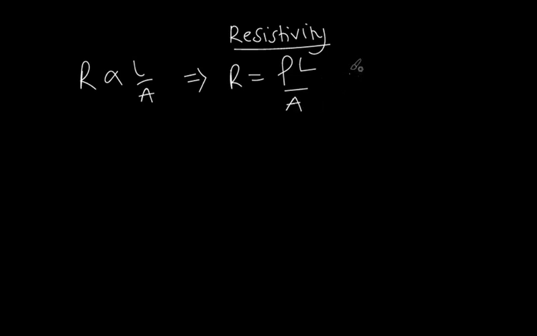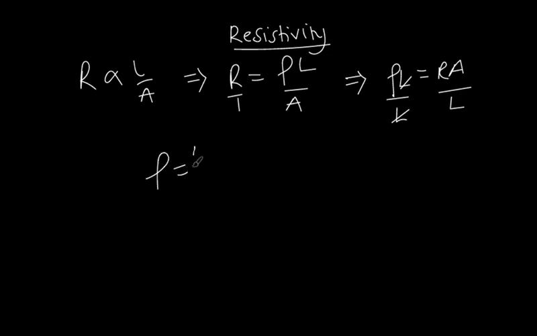From here, if we make resistivity the subject, we have resistivity times length is equal to resistance times cross-sectional area. So we divide both sides by length, and we have our resistivity being equal to the resistance times the cross-sectional area divided by the length. So mathematically, the resistivity of a wire is the resistance times the cross-sectional area divided by the length. This is the formula for finding the resistivity.